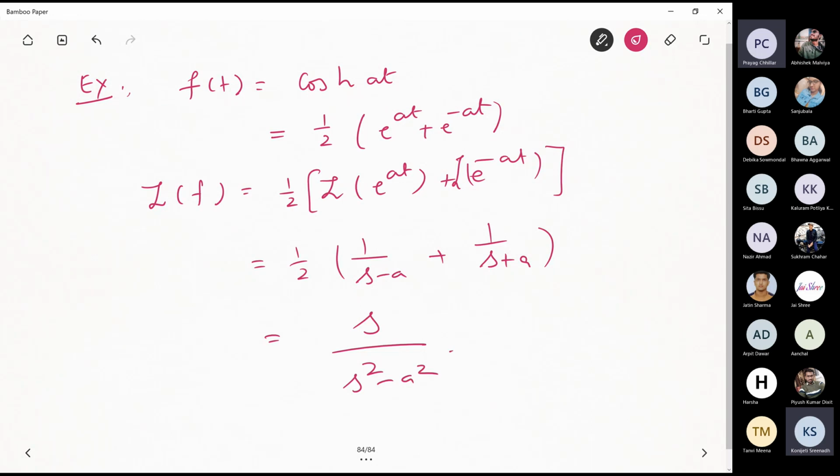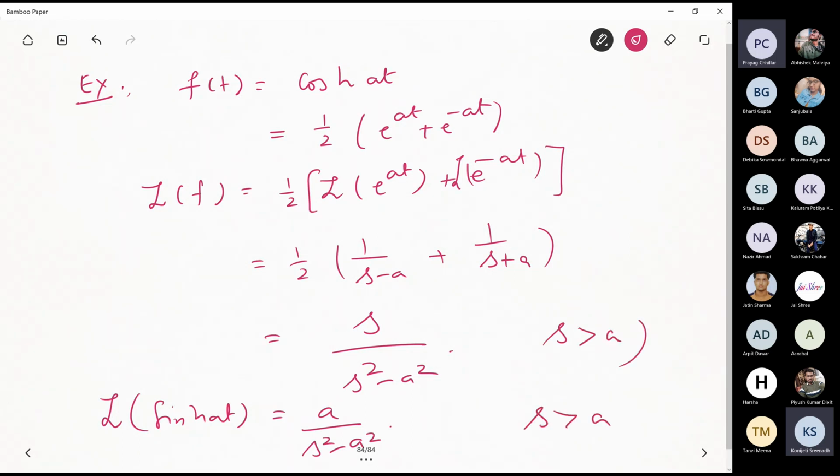Similarly, you can write what is the Laplace transform of sine hyperbolic at. Sine hyperbolic at is half of e power at minus e power minus at. So this is going to be a by s square minus a square. So these things have to be meaningful. So it's only true for s greater than a for the convergence of the integral.